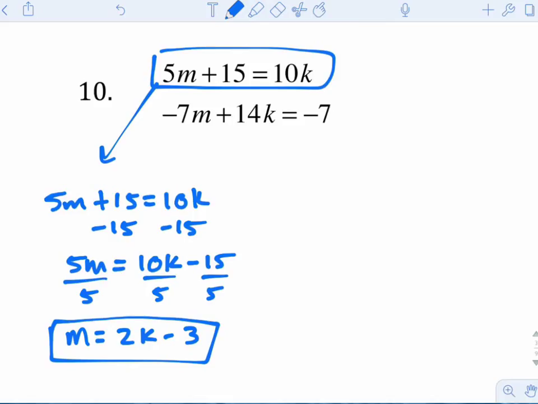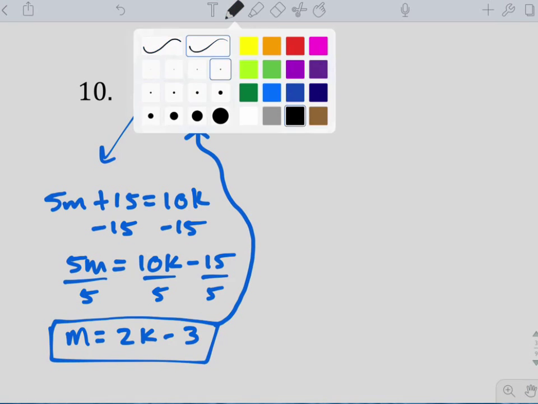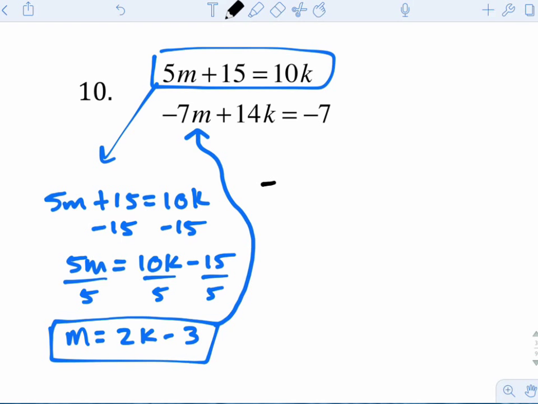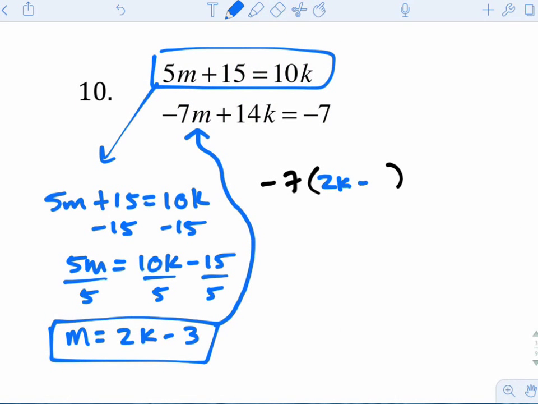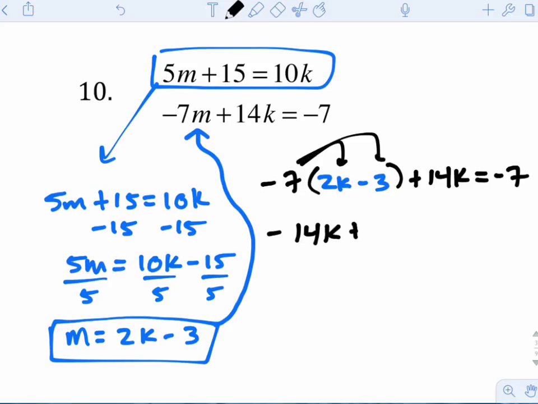So what we're going to do is substitute that 2k minus 3 right in here in the other equation. And let's see what we end up with. We end up with negative 7 times the quantity, and just to color code it here, 2k minus 3. And then the rest of this equation remains the same, plus 14k equals negative 7. All right, let's solve away. We've got only k's here. Let's see what ends up happening. Negative 7, we're going to distribute here, so we get negative 14k plus 21 plus 14k, wait a second, equals negative 7.